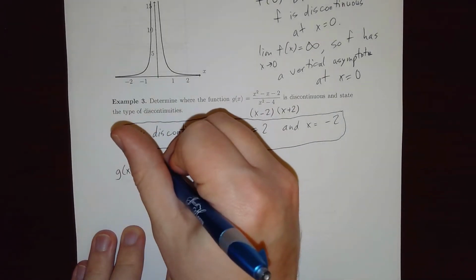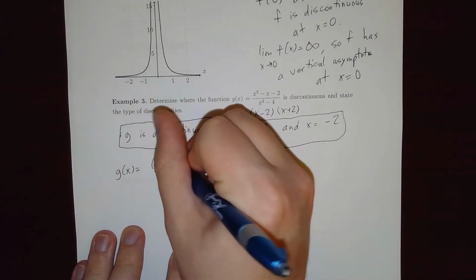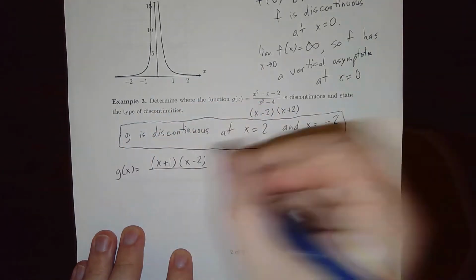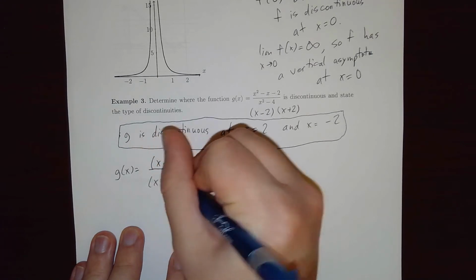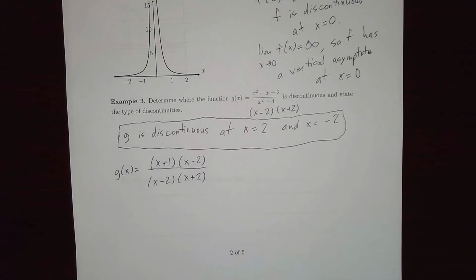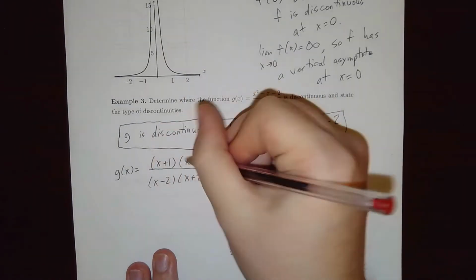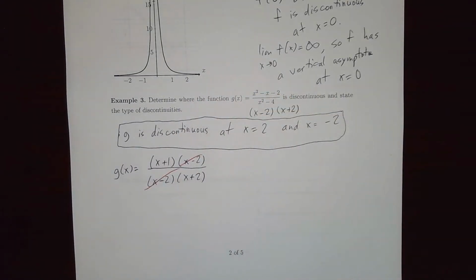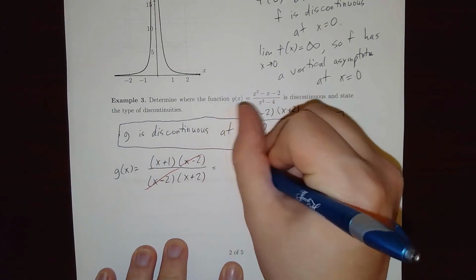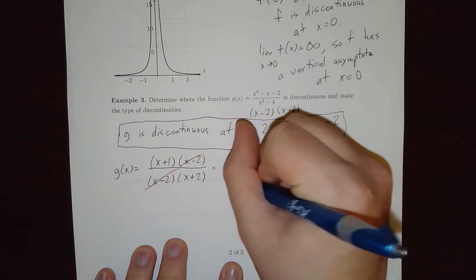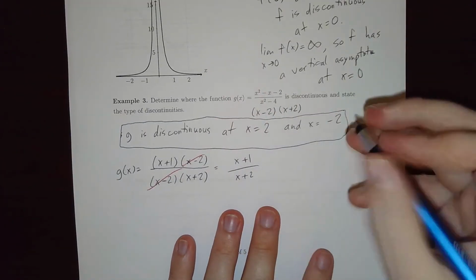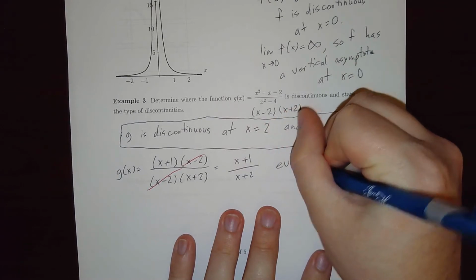So if we factor the numerator, we should be able to get x plus 1 times x minus 2. And of course, we factored the denominator already as the difference of squares as x minus 2 times x plus 2. So here, what we can see is if we eliminate those, we have what essentially looks like the graph of x plus 1 over x plus 2.